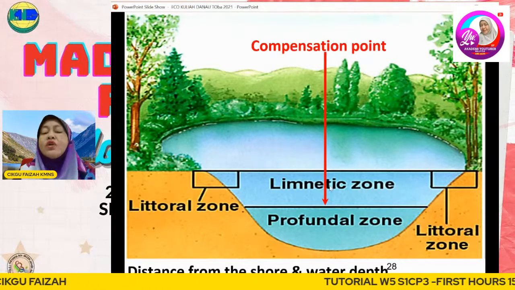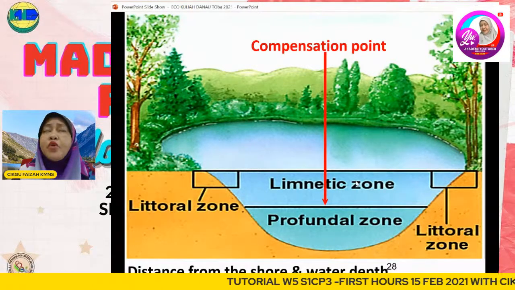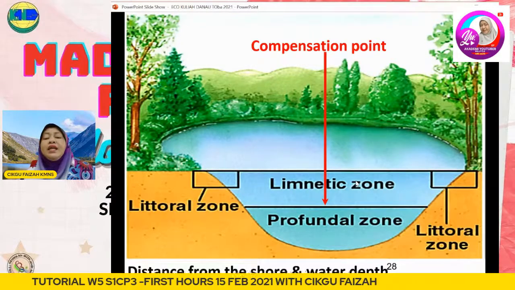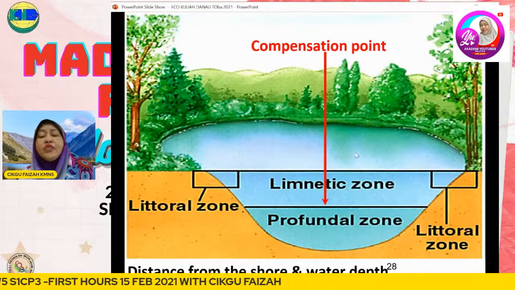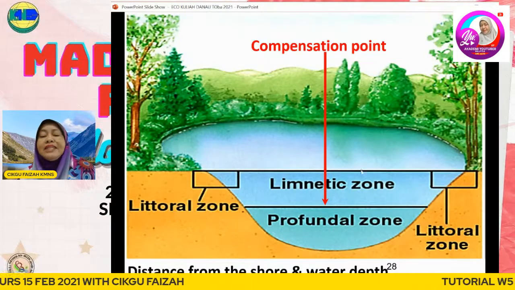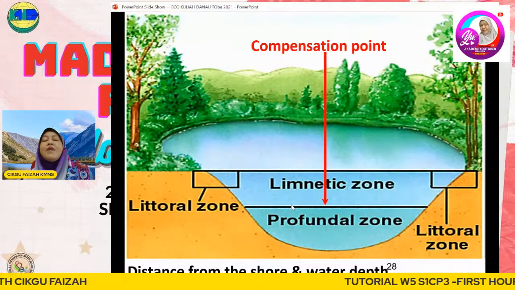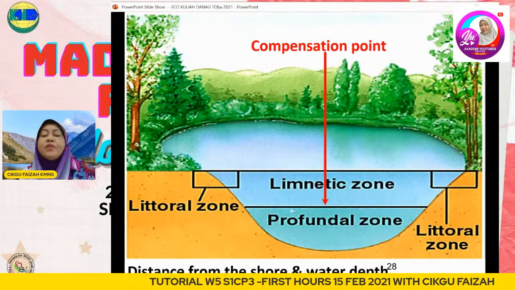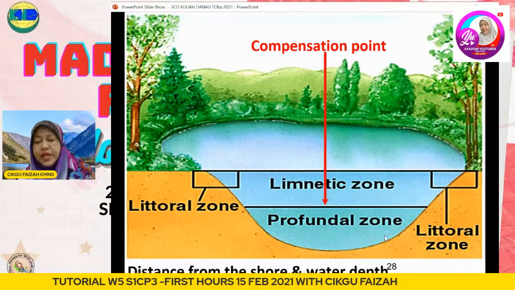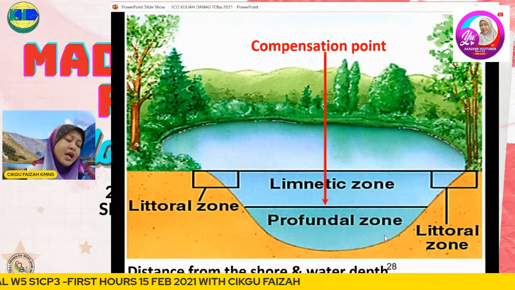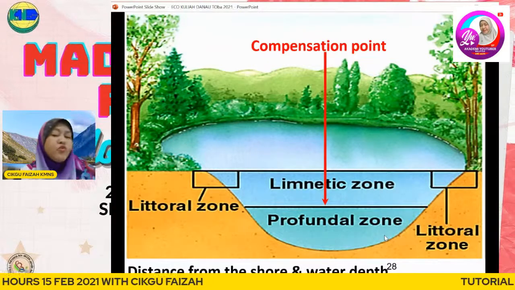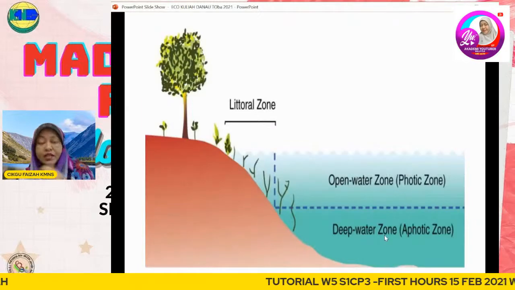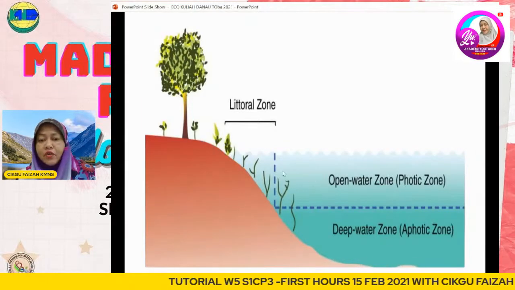Jadi kalau contoh tadi tasik buatan, Tasik Putrajaya tadi, tengah-tengah tu ialah limnetic zone, yang kamu boleh naik cruise tu. Cruise tu ialah limnetic zone. Okay, and then di bawah compensation point, ikut konsep light penetration tadi, you akan jumpa profundal zone. It's a bottom and deep water area, bawah compensation zone. Okay, alright. So ini another picture to show it.